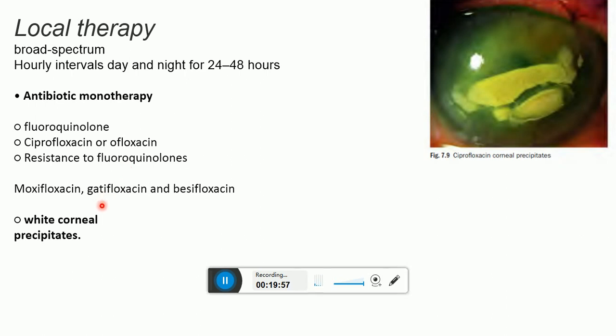Moxifloxacin, gatifloxacin and besifloxacin, the new generation fluoroquinolones, largely address this and also have better activity against gram-positive pathogens. Moxifloxacin has superior ocular penetration. Novel drug preparations with a higher concentration or modified vehicles have been introduced to enhance antibacterial activity. Ciprofloxacin, however, is associated with white corneal precipitates that may delay epithelial healing.